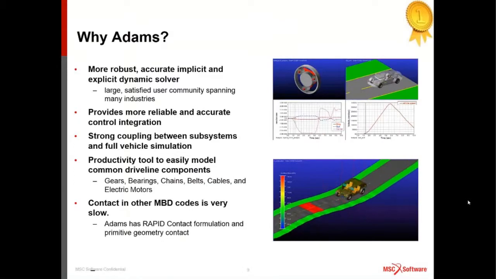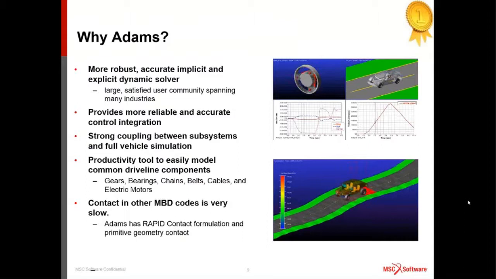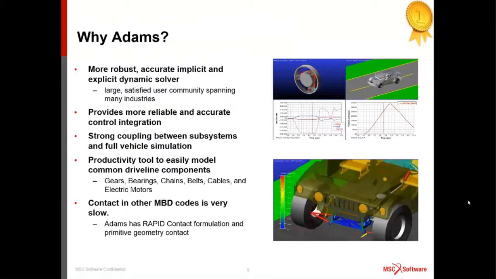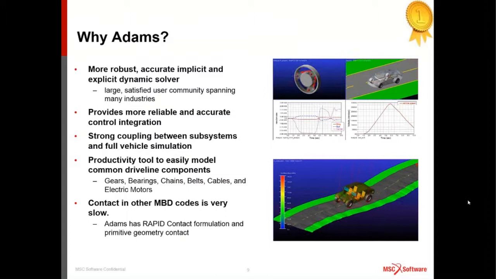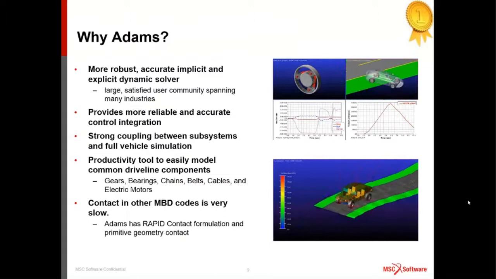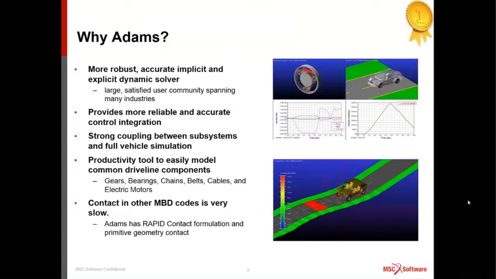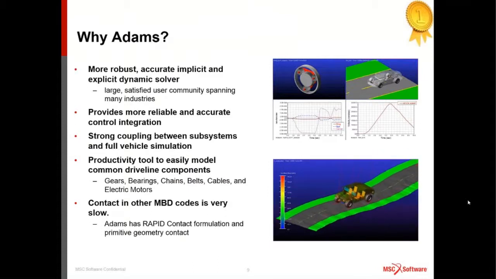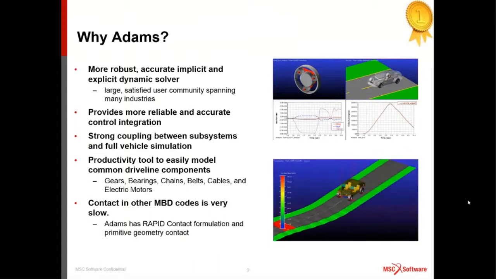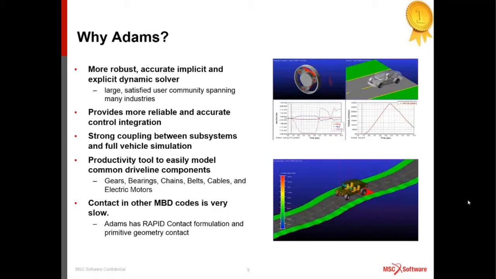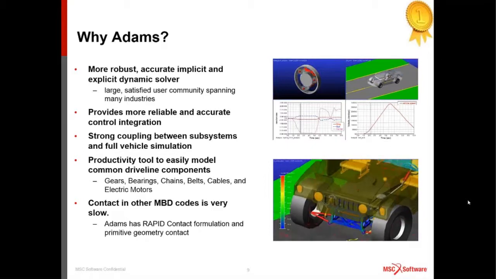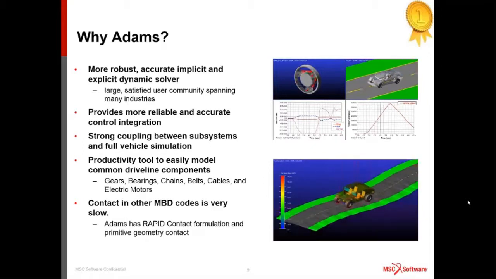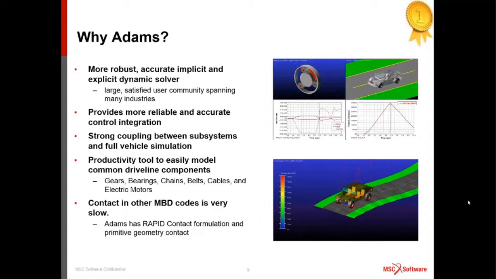So why Adams? Why not some of the other MBD codes out there? First, we provide a very robust and accurate implicit and explicit dynamic solver. It has been used by various industries for more than 20 years. It's a really trusted solver, and we keep upgrading it and keep making it more robust and faster. Secondly, we have a very reliable connection between Adams and other control logics out there. So we provide a very accurate and reliable control.